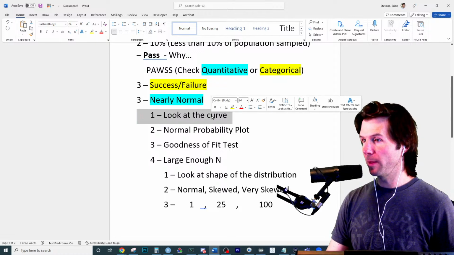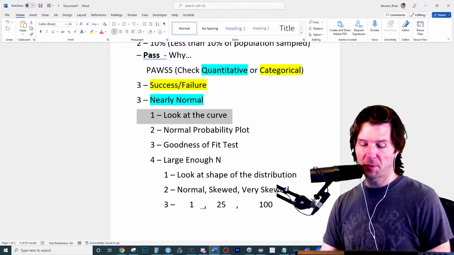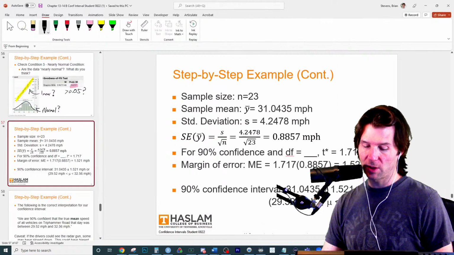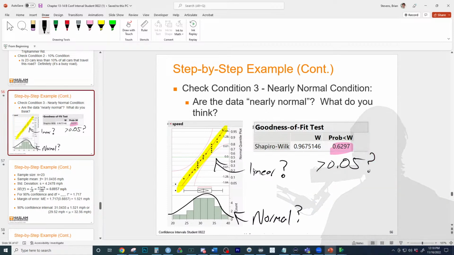So if the curve was normal to begin with, sample size doesn't matter. We're fine. If the normal probability plot comes out normal, which we actually have in the notes, I think they do a good job of showing it right here. If the normal probability plot comes out normal, which is right here, we're good. It's linear. If the curve looks normal, we're good. If the goodness of fit test comes back greater than 0.05, we're good. And that's way number 1.